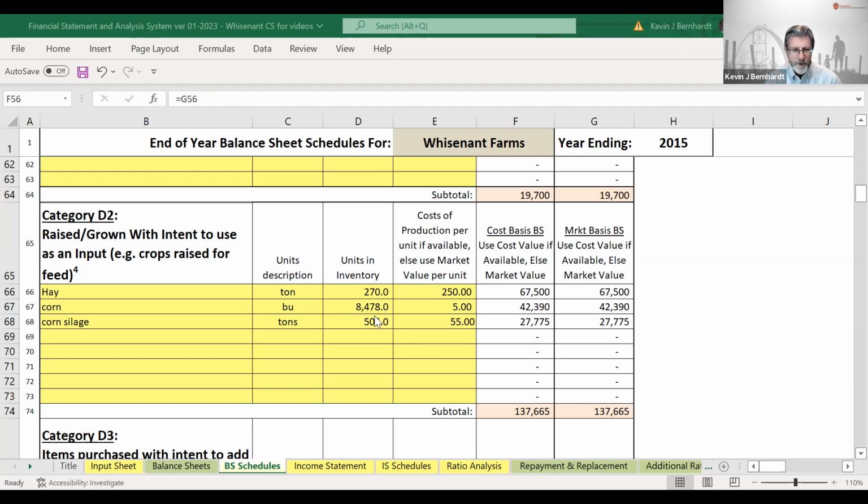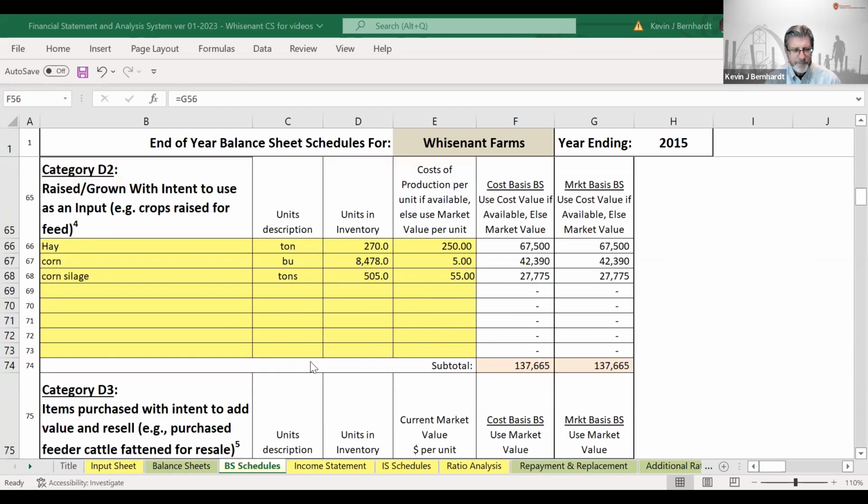So the important part here is stay consistent from year to year, which way you want to use it. The cost basis and market basis are automatically calculated for you, as well as the totals, which will eventually be transferred to the balance sheet.